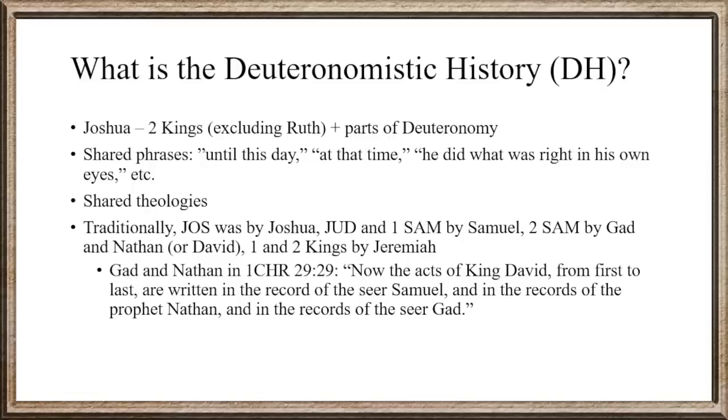Now the acts of King David, from first to last, are written in the record of the seer Samuel, and in all the records of the prophet Nathan, and in the records of the seer Gad. Although sometimes it was thought to have been written by David himself. And then First and Second Kings were thought to be written by Jeremiah. So we can move on to slide 3.